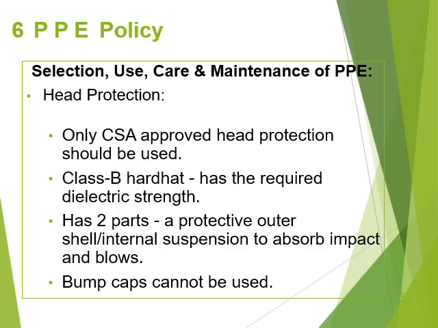Only CSA approved head protection should be used. For construction application, a Class B hard hat is recommended, which has the required dielectric strength. All must meet the CSA or ANSI requirements for Class B hard hats. This type of protective headwear has the following parts: a protective outer shell and an internal suspension to absorb impact and blows. Bump caps are not considered appropriate protective headwear for construction applications.